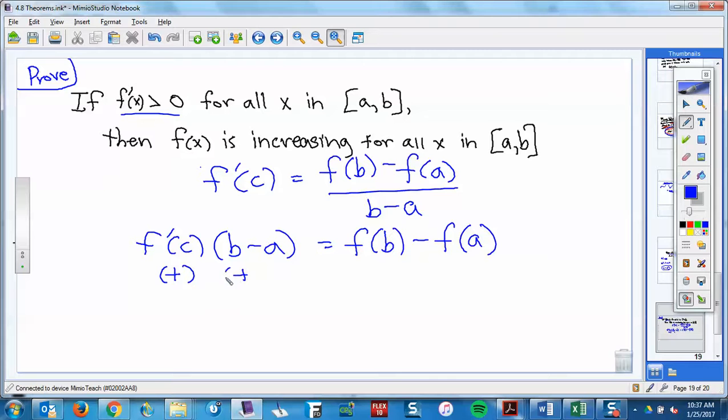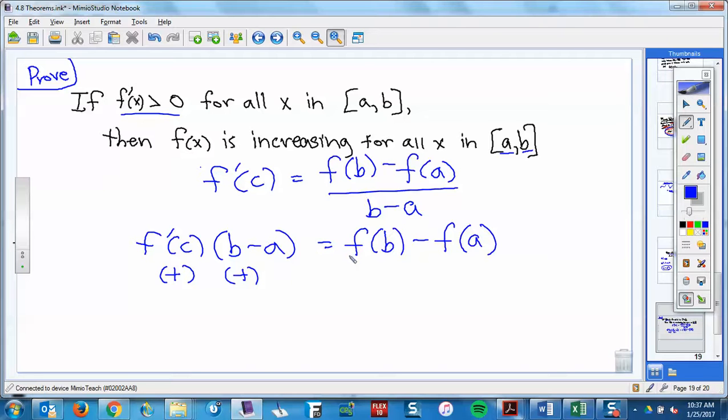It's got to be positive, right? Because my interval goes A to B, so B has to be bigger than A. B is the right edge, A is the left edge, so B has to be bigger than A. So B minus A has got to be positive. Okay, so these are both positive.